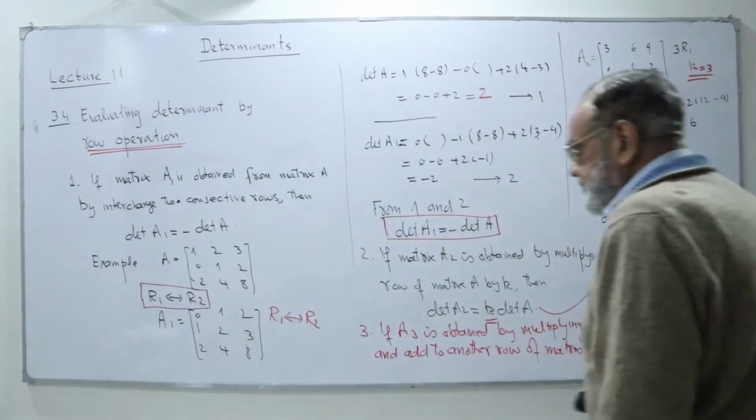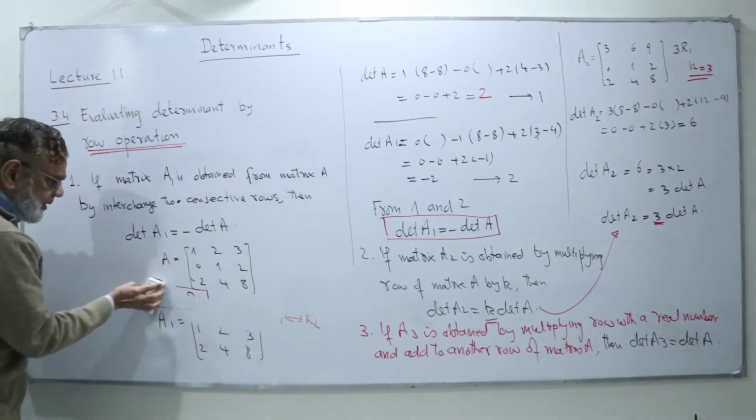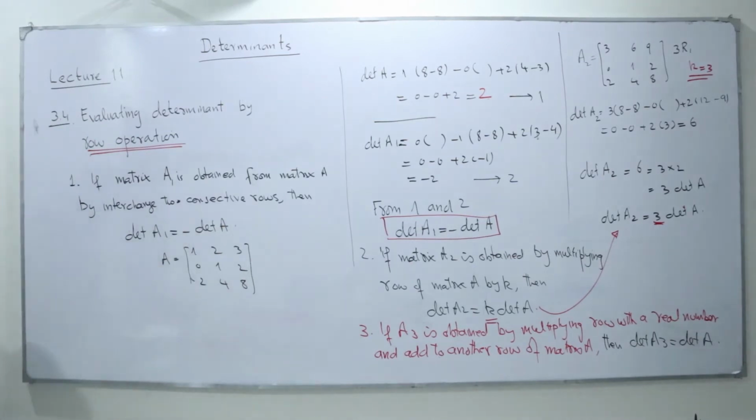I take an example, and we just write here. We take this matrix A, and for number 3, we take here an example, and we find A3.